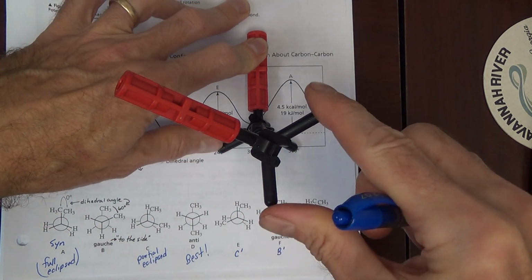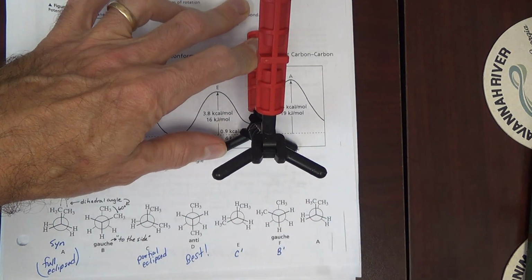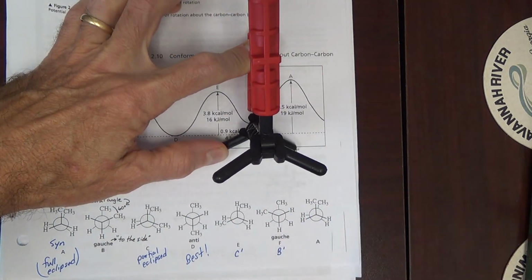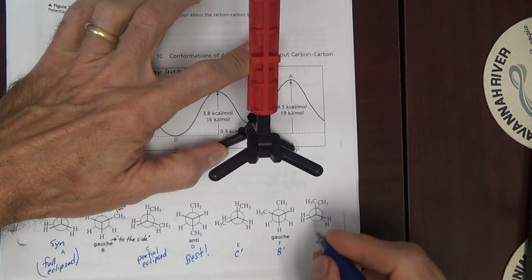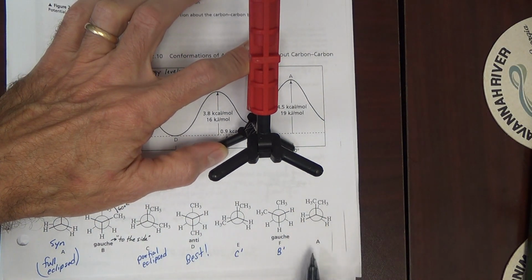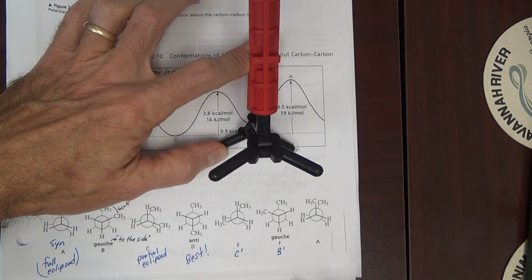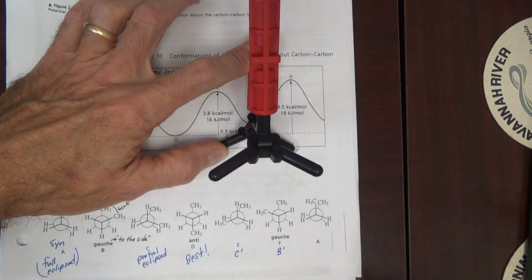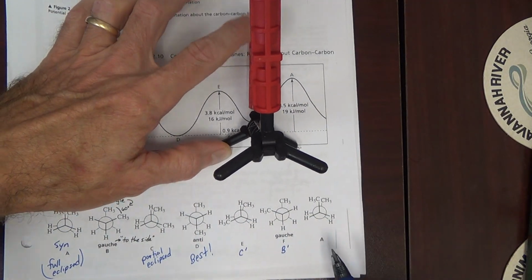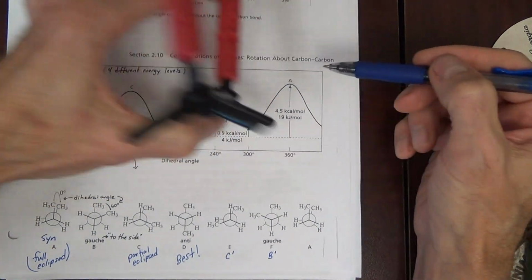And then if we rotate again the front another 60 degrees, what are we back to? We're back to the two large groups fully eclipsing, and they go back to A here, which I agree. Full eclipse, it's actually the original, just like A, and we did a full 360 degree turn on the front carbon, and we went back to high energy again.